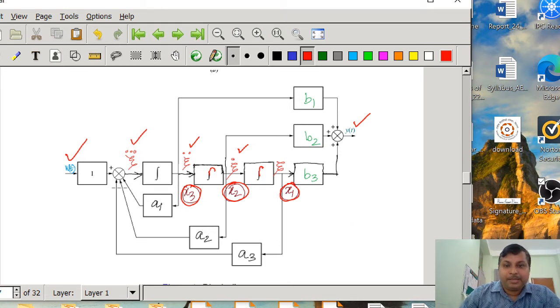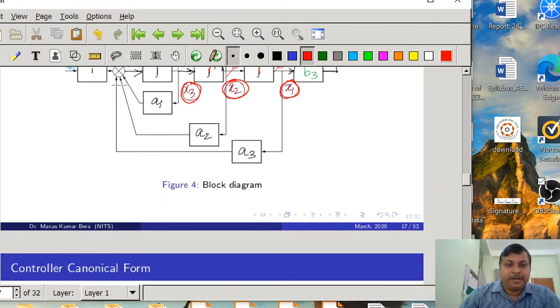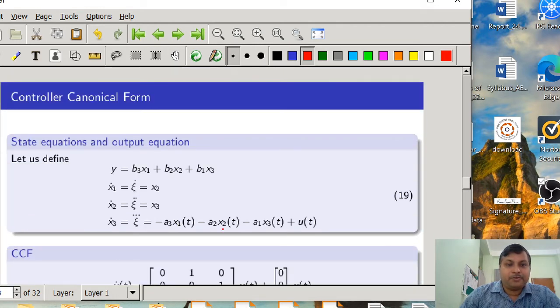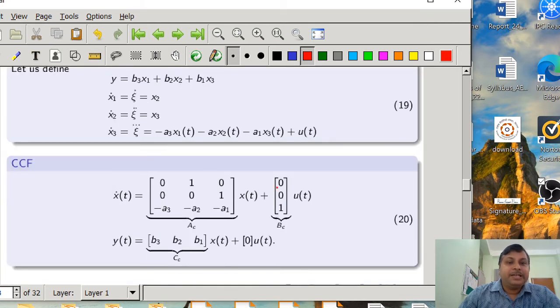So if we write the state equation, then we find that the set of state equations will be x1 dot is equal to x2, x2 dot equal to x3, and x3 dot is equal to minus a3 x1 minus a2 x2 minus a1 x3 plus u, and the output equation will be b3 into x1 plus b2 into x2 plus b1 into x3. And now from here it will be very easy to find out the controller canonical form.